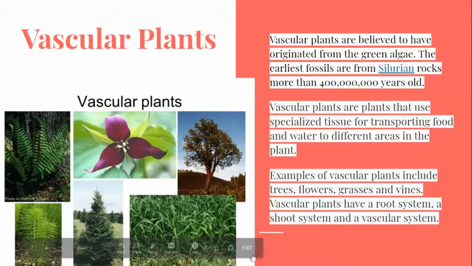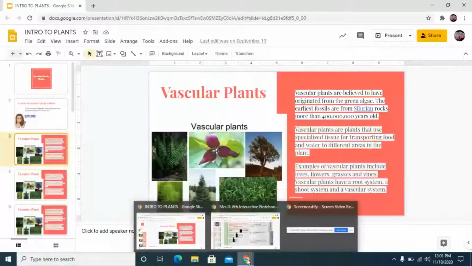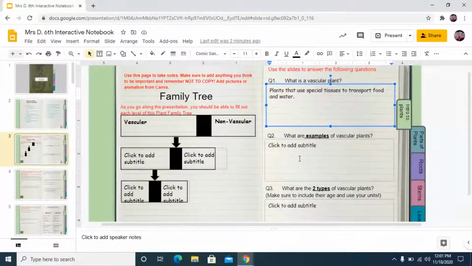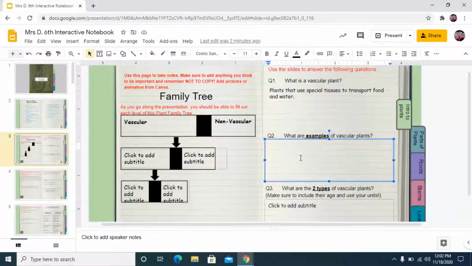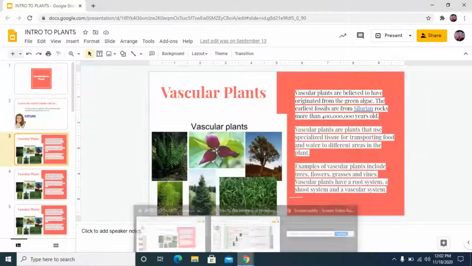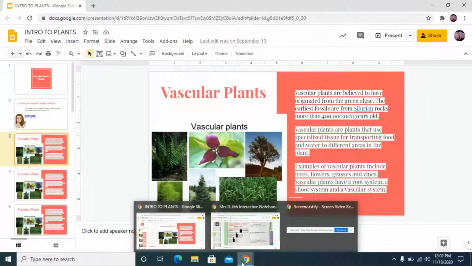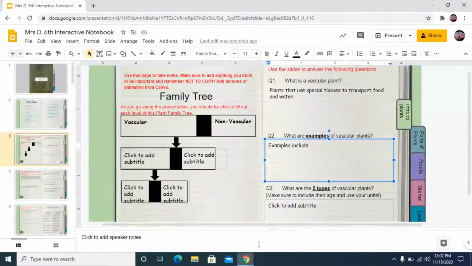So when we go back here to our notes, what are examples of vascular plants? So examples include, I got to go back because I can't think off the top of my head right at this moment. We have trees, flowers, grasses, and vines.